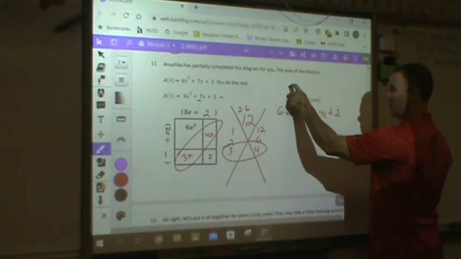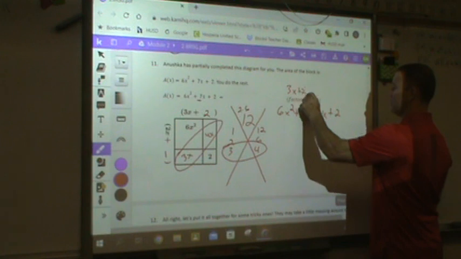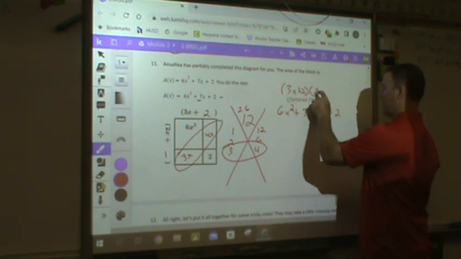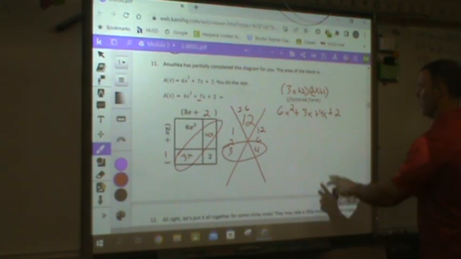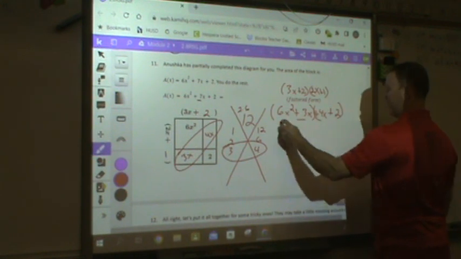I should have put it down here. I'll just write my factors up here: 3x plus 2 and 2x plus 1. And there you go. So we're going to group, and we're going to take out the GCF.